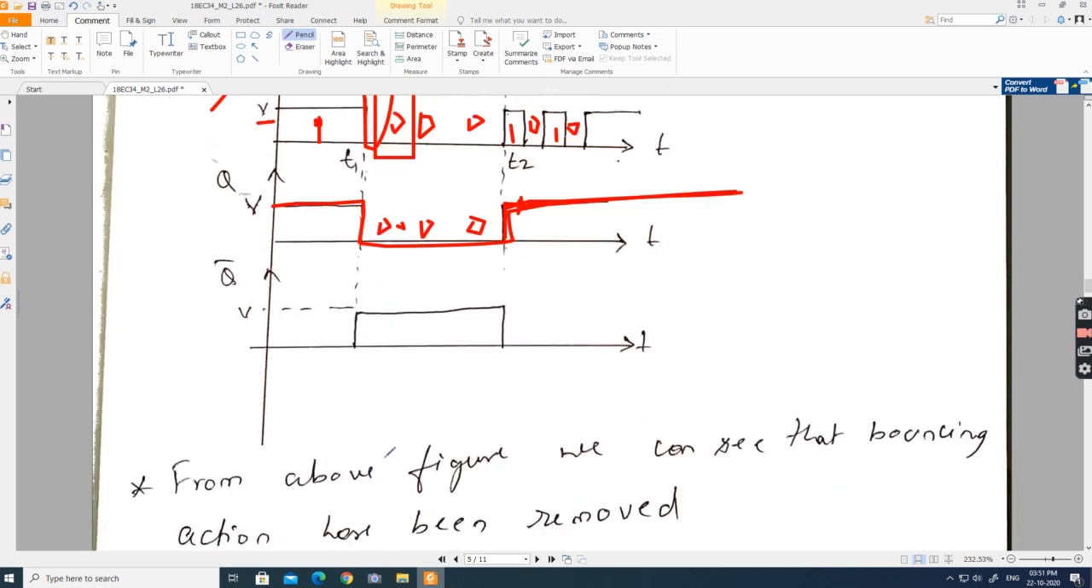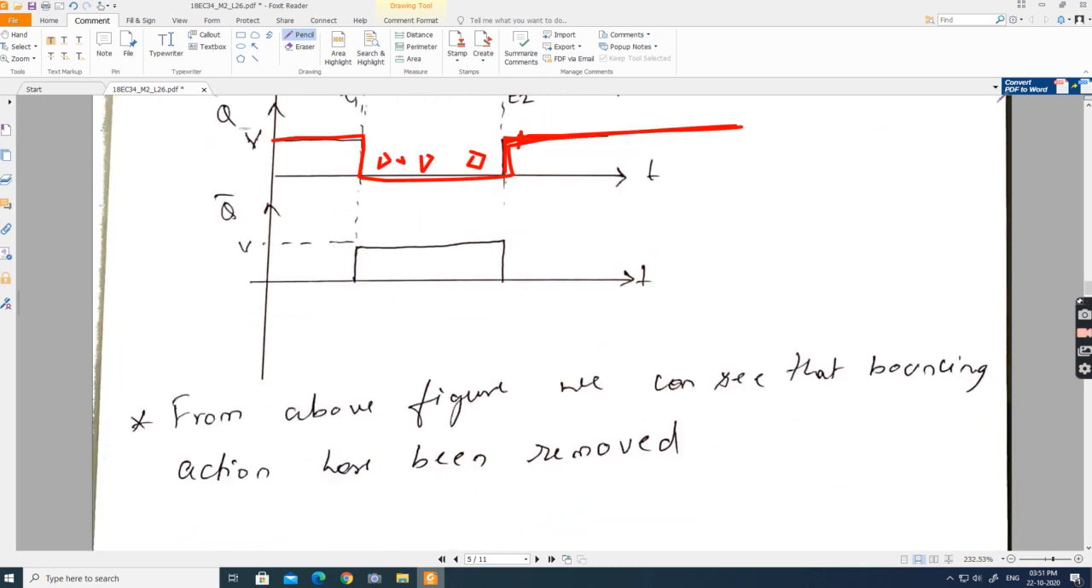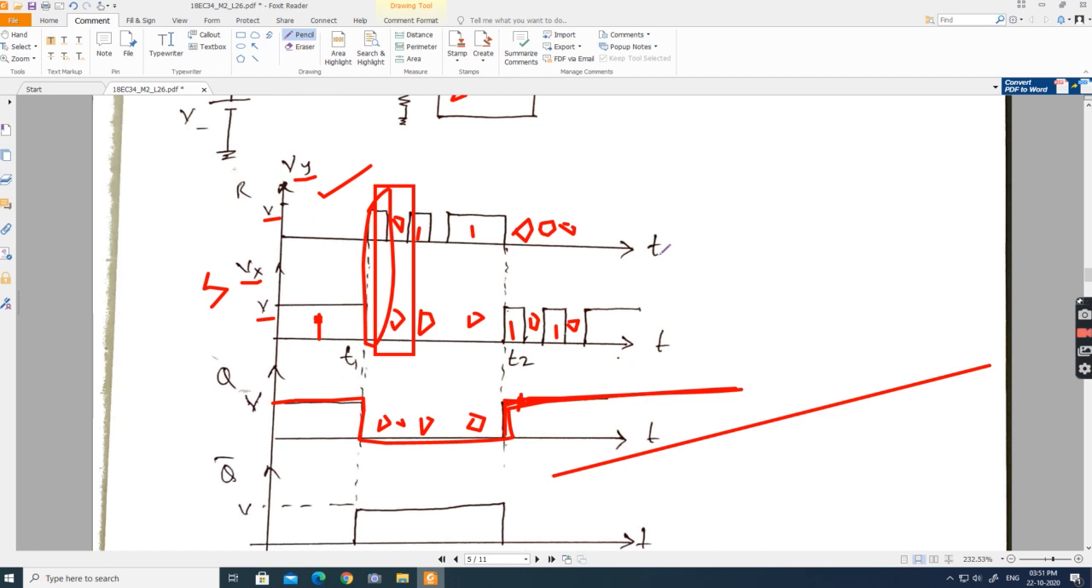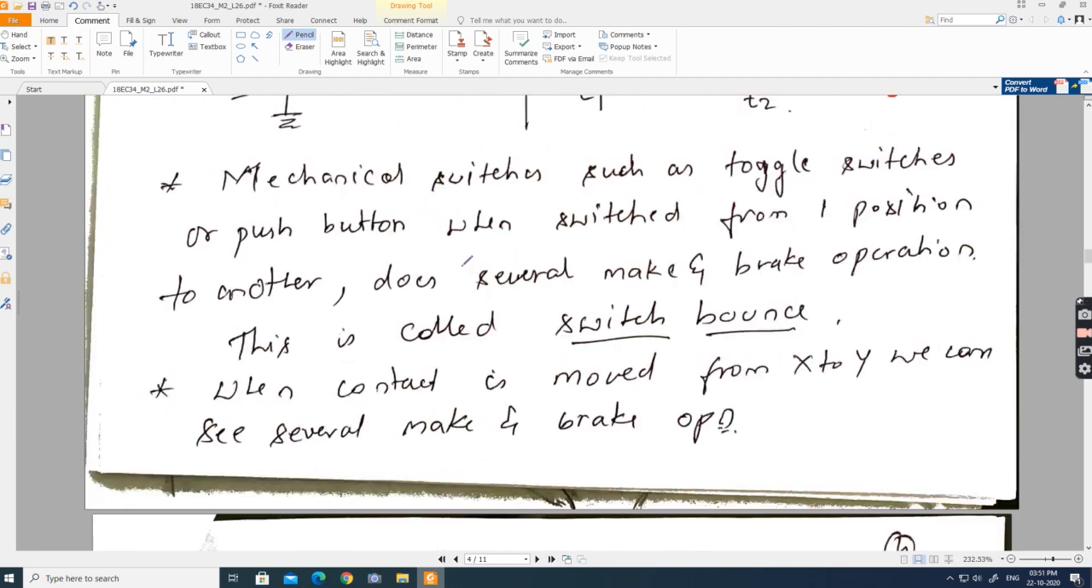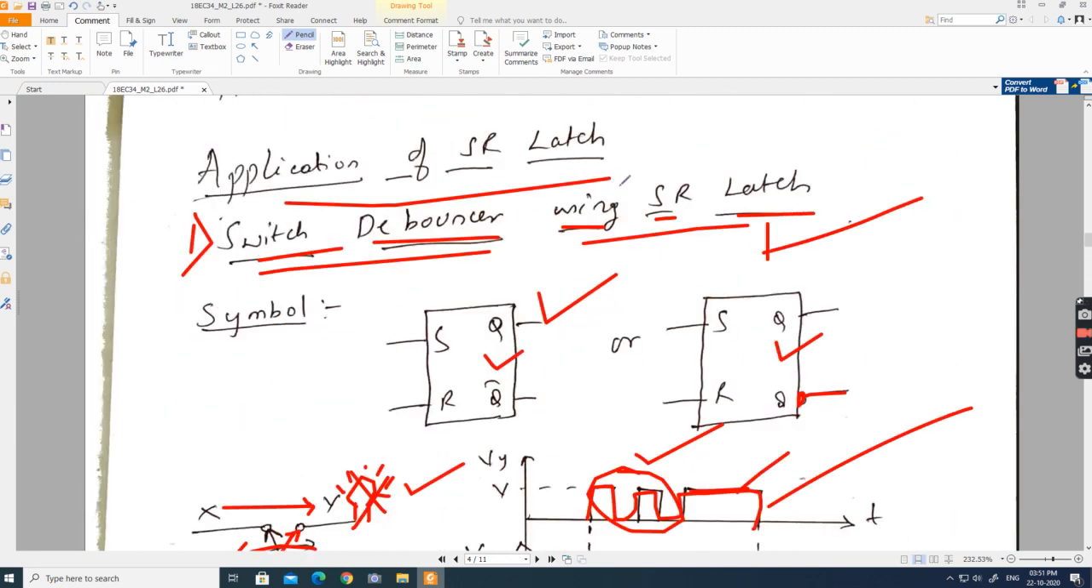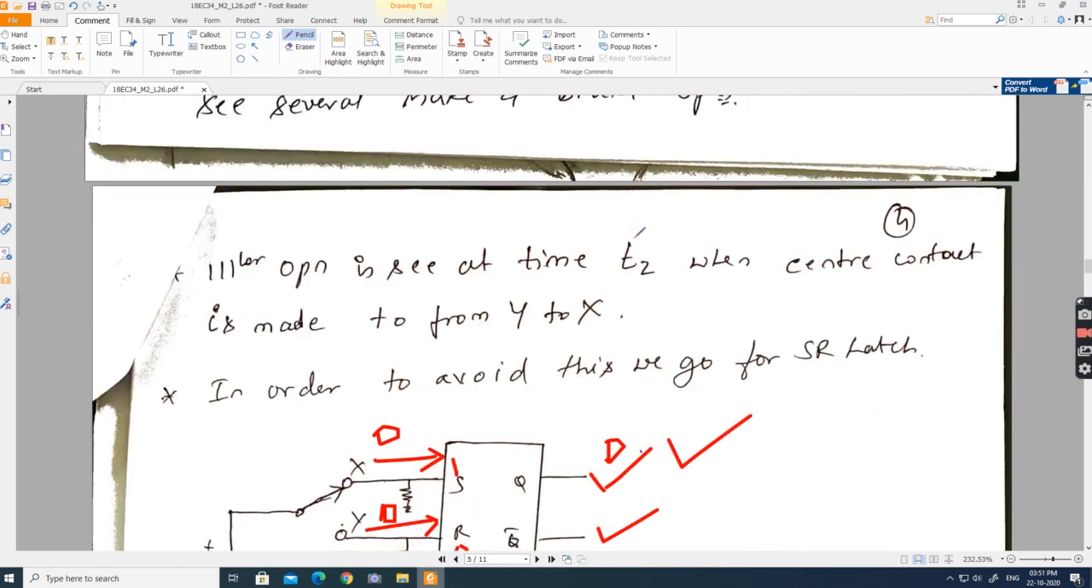Fine. Any issue with this circuit diagram or this waveform? Is this waveform clear for everyone? Yes, sir. So by use of this SR latch, the bouncing of switches can be avoided. So this is one application of SR latch.